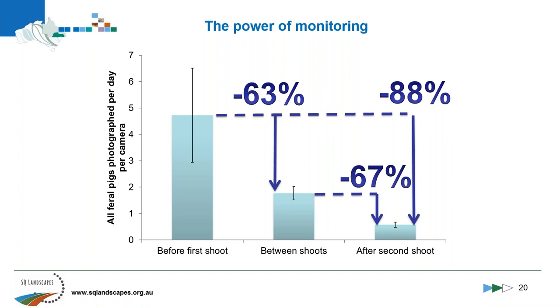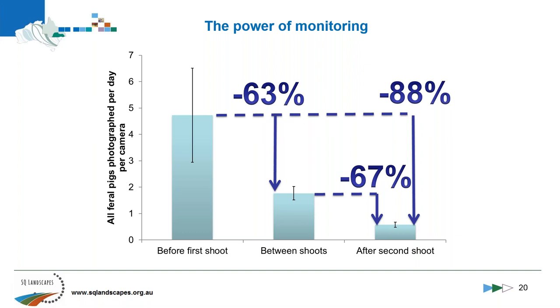So we said to those landholders, what would you like to do? Do you want to leave it at that, or do you want to go and shoot again? They said, no, let's shoot again. And they dropped this population by 67%, which is an overall drop from the start of 88%, which had a massive impact. Now, that was around Mooney.